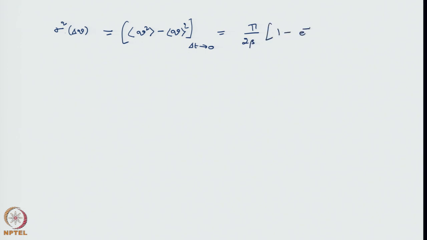If we denote sigma square of delta v in a small time delta t, that will be in fact v square bar minus v bar square taken in the limit of delta t going to 0, the small change that you will see in the squared velocity, and that is nothing but gamma by 2 beta into 1 minus e to the power minus 2 beta t in the limit t becoming delta t and delta t going to 0. So it is very small, it is not actually going to 0, but a small delta t. So that is going to be simply gamma into delta t.